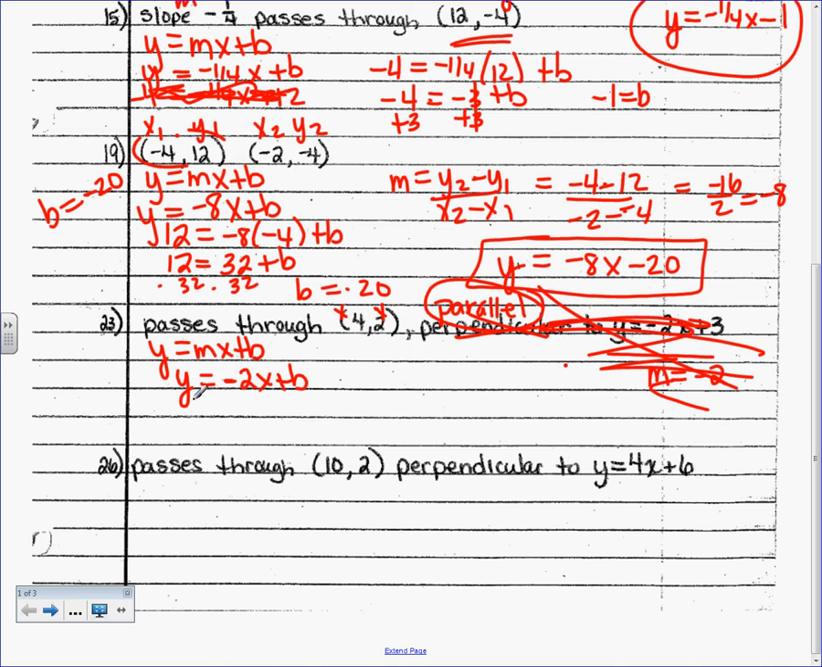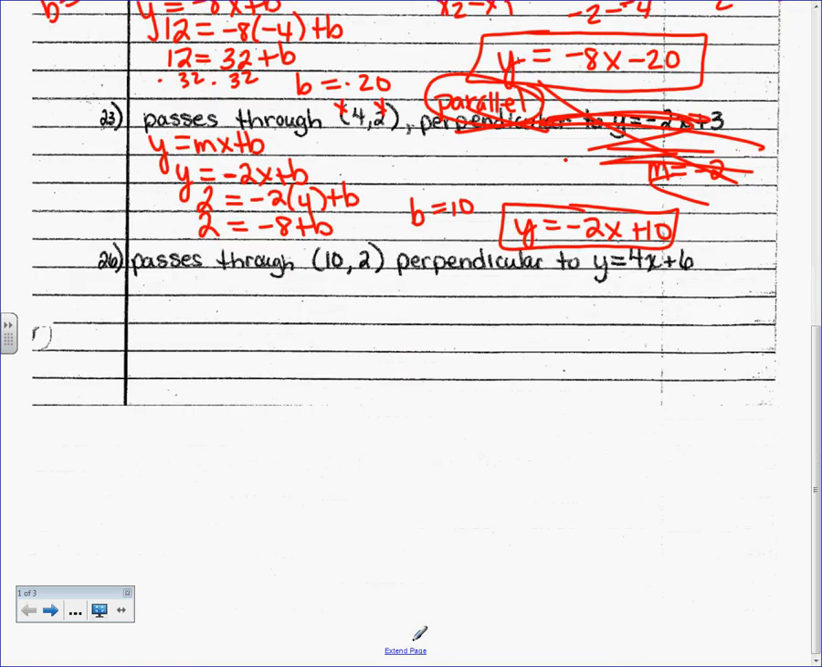Okay, if I put 2 in for y, and I put 4 in for x, let's solve that. We get 2 equals negative 8 plus b. I'm going to add 8 to both sides, so b is 10. So y equals mx plus b: y equals negative 2x plus 10. If you have a question, jot it down.